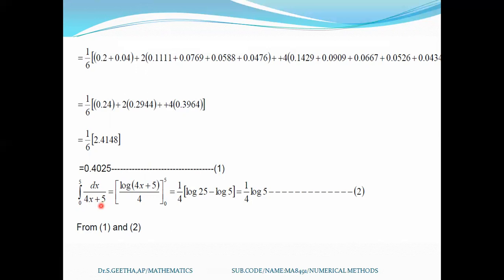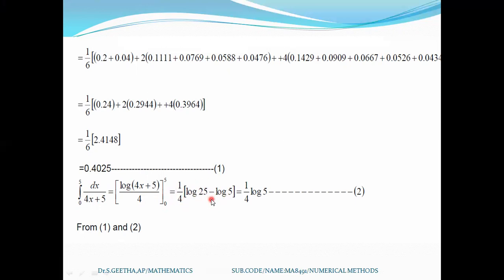On multiplying and dividing by 4, this is equal to integral 4 dx by 4 into 4x plus 5, which is equal to log of 4x plus 5 by 4. The limit is 0 to 5. Now we apply the upper limit and lower limit: upper limit minus lower limit. Log of 4 into 5 plus 5, log 25, minus log of 4 into 0 plus 5, log 5, which is equal to 1 by 4 into log 25 minus log 5.